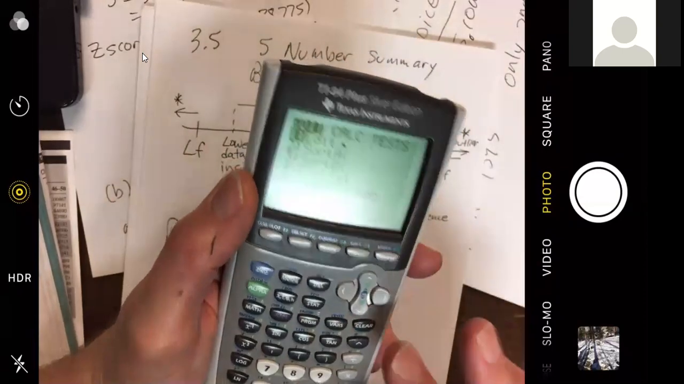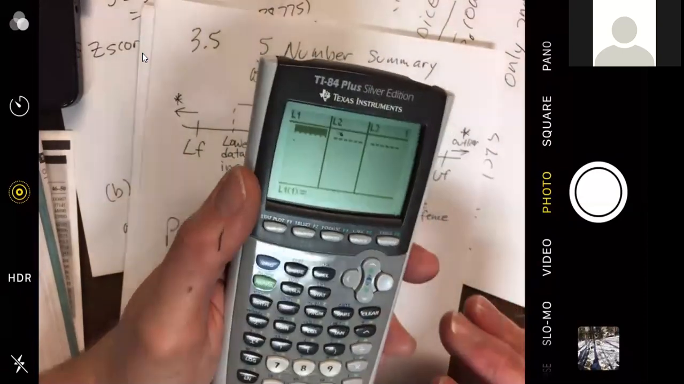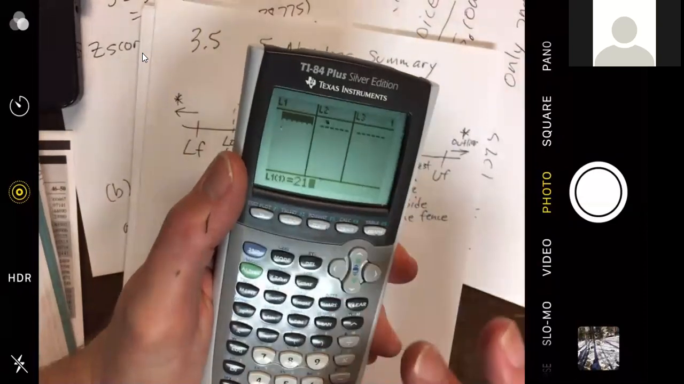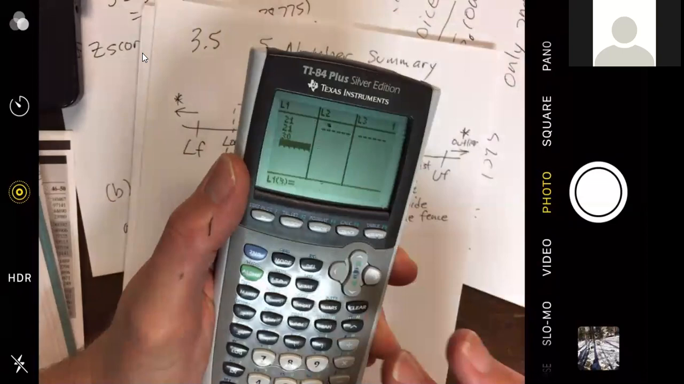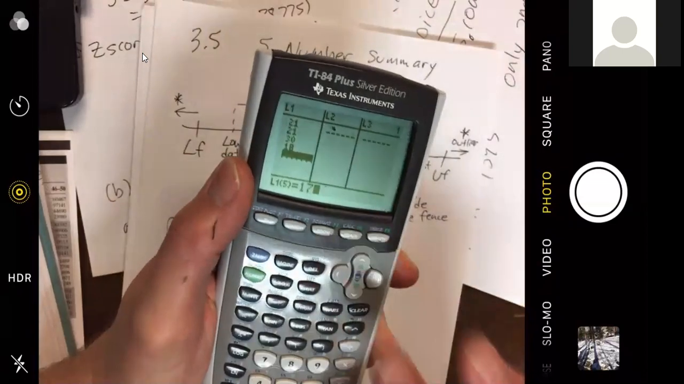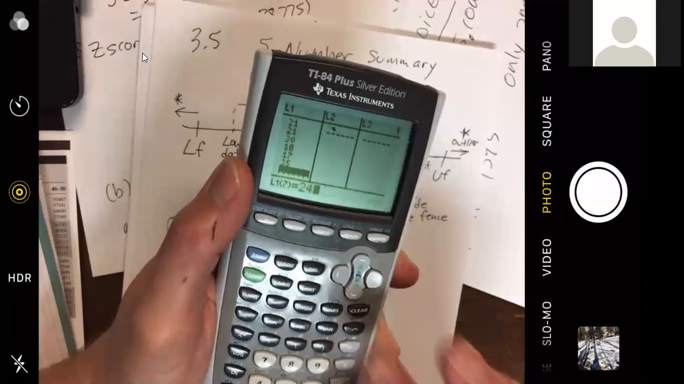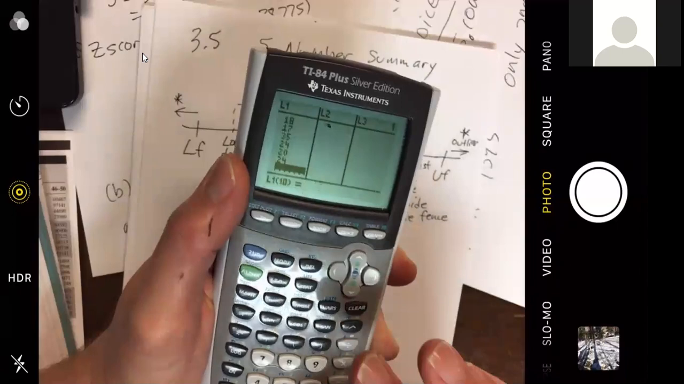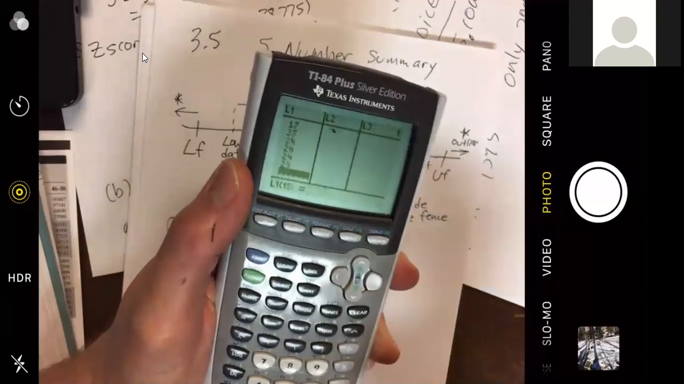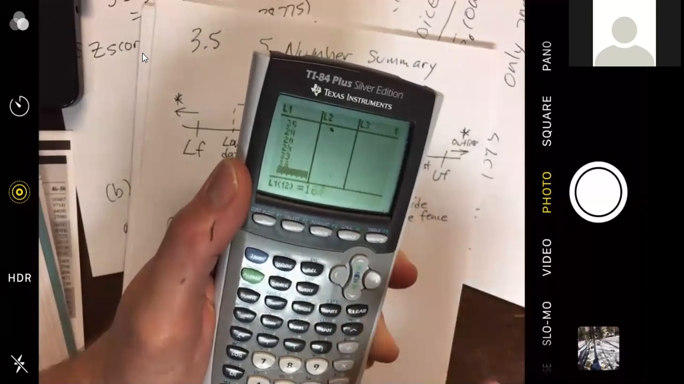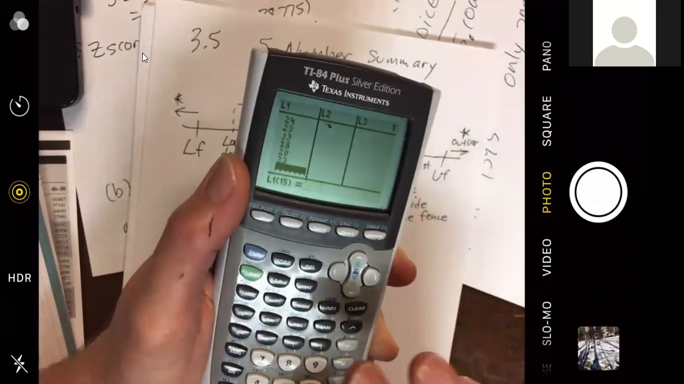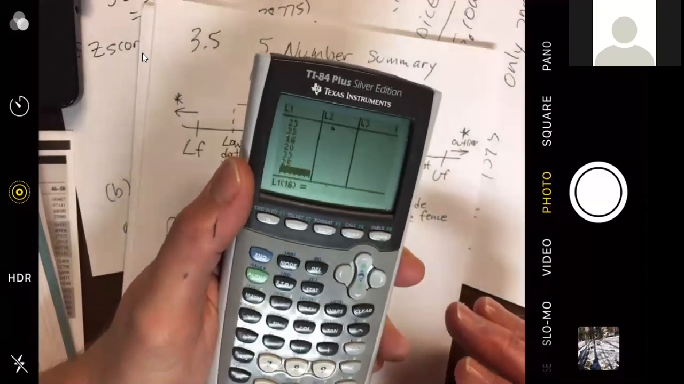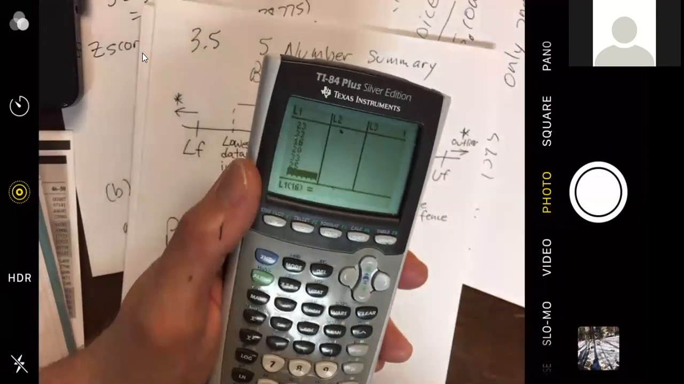Stat, edit. We got 21. I'm going down the columns: 30, 18, 17, 35, 24, 20, 24, 23, 33, 16, 20, 33, 25. That's 3 columns in. Yep, 15 numbers. 3 more to go.